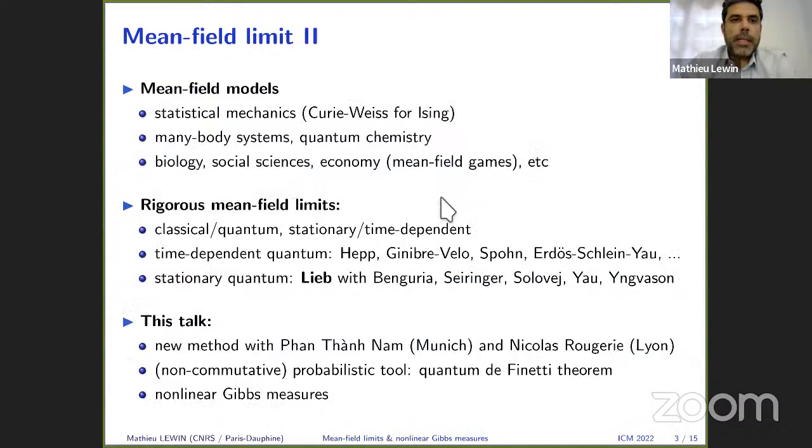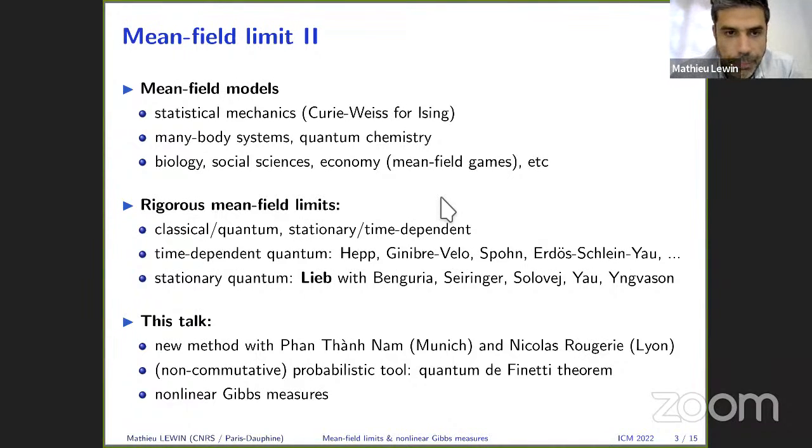So mean field limits have a very long history and they are used in many different situations. And they have also been studied a lot on the mathematical side. So both classical, quantum, stationary, or time dependent. So here I was discussing the quantum stationary problem. And the master of this problem is Elliott Lieb, who was awarded the Gauss Prize on Wednesday. So he proved the theorems of the sort I mentioned in the previous slide relating the two equations for many different systems.